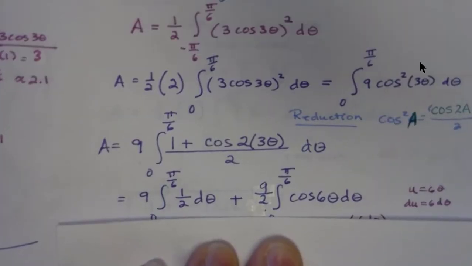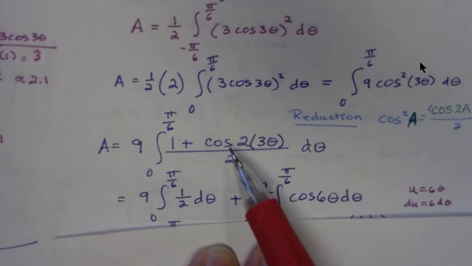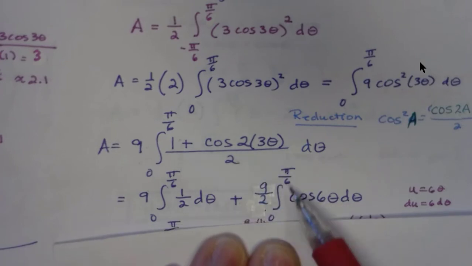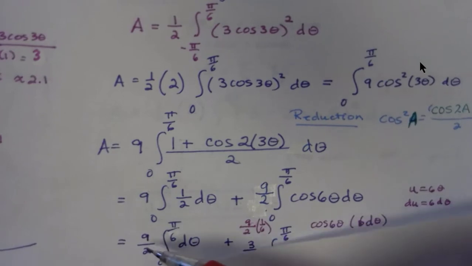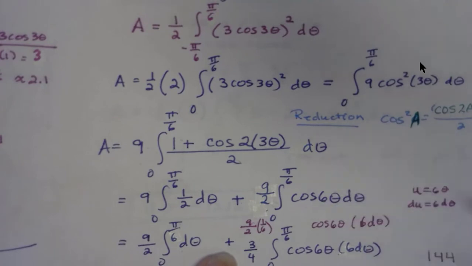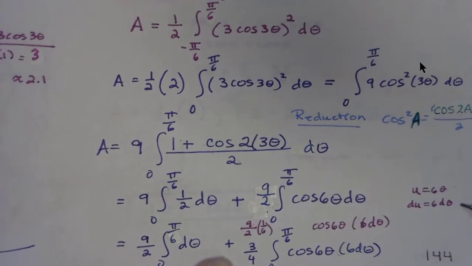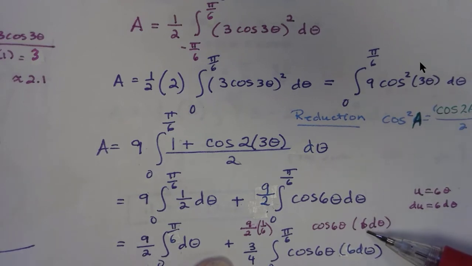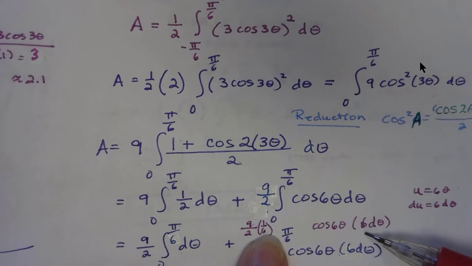I'm going to make two separate integrals here and look at 9 from 0 to pi over 6 of 1/2 d theta plus 9/2 cosine 6 theta d theta from 0 to pi over 6. Okay, this is easy. I can make this 9/2 from 0 to pi over 6 d theta plus, let's look at this. My u is 6 theta. My du is 6 d theta. I need that factor of 6. So I'm going to multiply and divide by 6. You know how to do that.